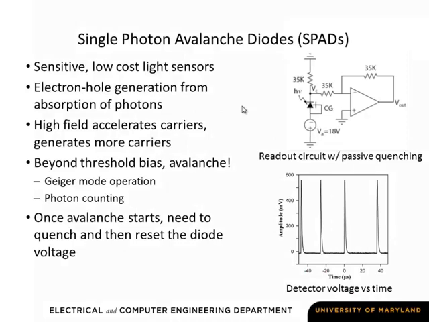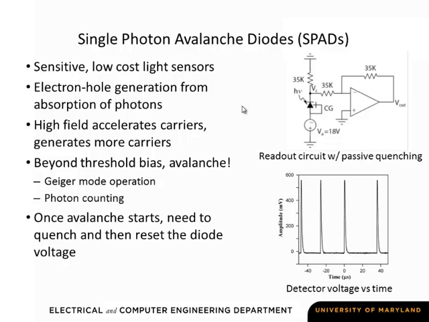Okay, so SPAD detectors we're interested in as sensitive, low-cost light sensors. The basic mechanism is that, as in most semiconductor sensors, you have electron-hole generation from photon absorption, and you have a high field to accelerate those carriers, which creates an avalanche process generating more carriers. So beyond some threshold bias, you have an avalanche process. In Geiger mode operation, as we've just seen, you can achieve photon counting.